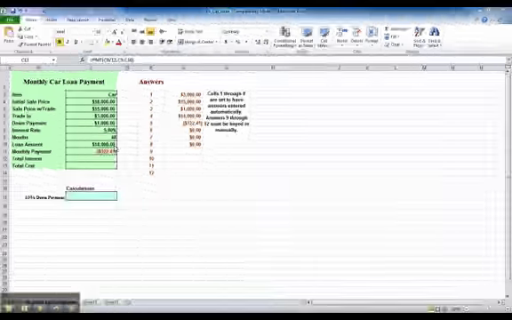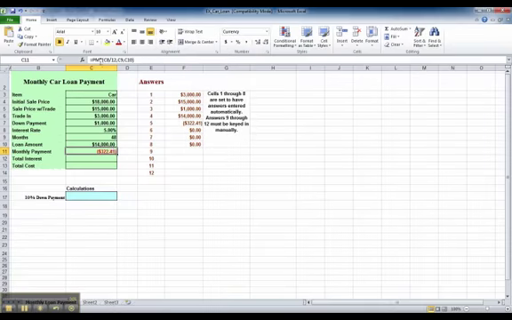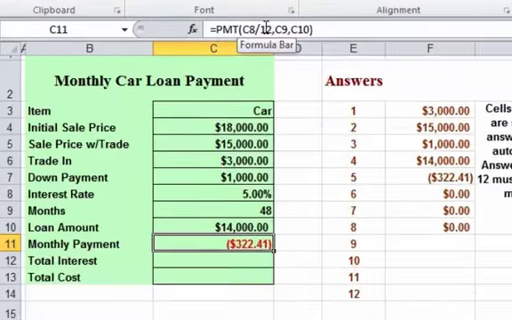The last thing I did was use the PMT function, which figures out the interest divided by 12. I'm using the months, which is 48 months, and also the loan amount, and it's figuring out $322.41 a month as my monthly payment. Now it's showing up in red, which means it's a negative number.